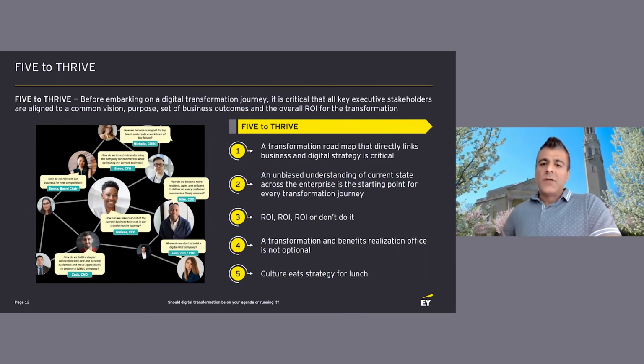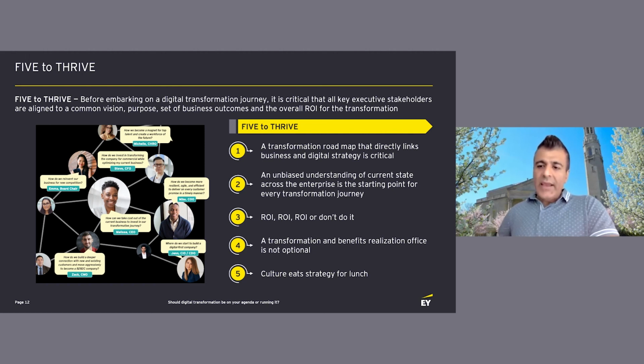Just to summarize the 5 to thrive lessons that I shared today that hopefully resonate with all of you. Like I said, the first one is you need to have an enterprise-wide transformation roadmap that directly links your digital strategy to your corporate strategy. You must start with an unbiased understanding of your current state maturity. You need an ROI and a business case for every initiative. If it doesn't have a clear ROI, don't do it.